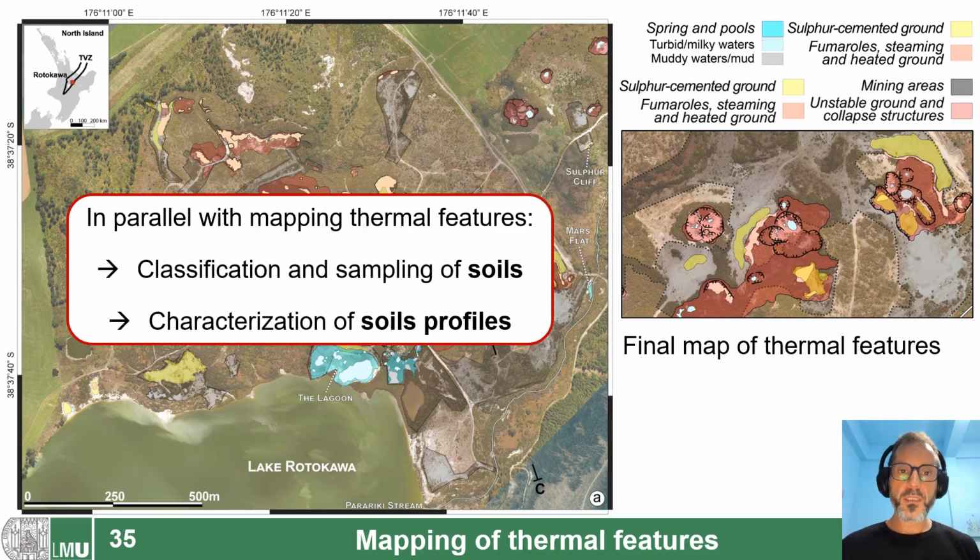One last thing is that during our mapping, we also collected soil samples and classified them based on their properties and compositions. These data helped us develop soil profiles from key sites in the steam field, which allowed us to understand the fluid and temperature distribution. But more of this will be discussed in detail in the second part of the digital training module.